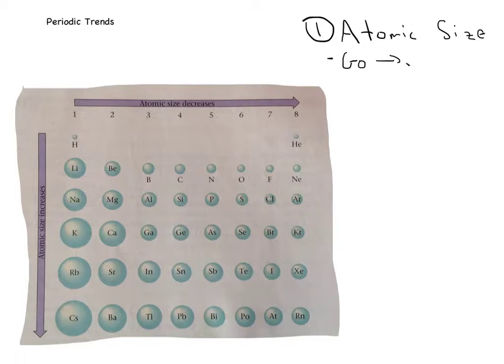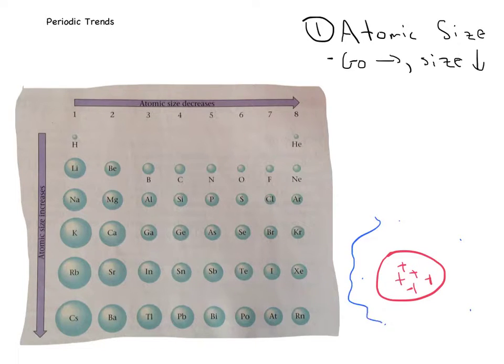Going this way, size decreases. Okay, so as you go from left to right, size decreases. And the reason size decreases, if you think about an atom, we have the nucleus here, it's got a bunch of positive charges. And outside that nucleus, we've got our electrons, and they're in an energy level.